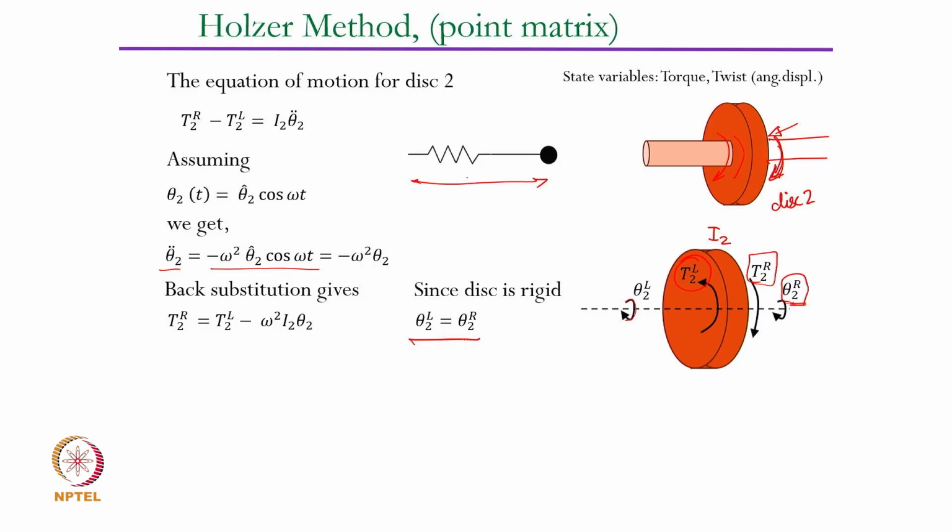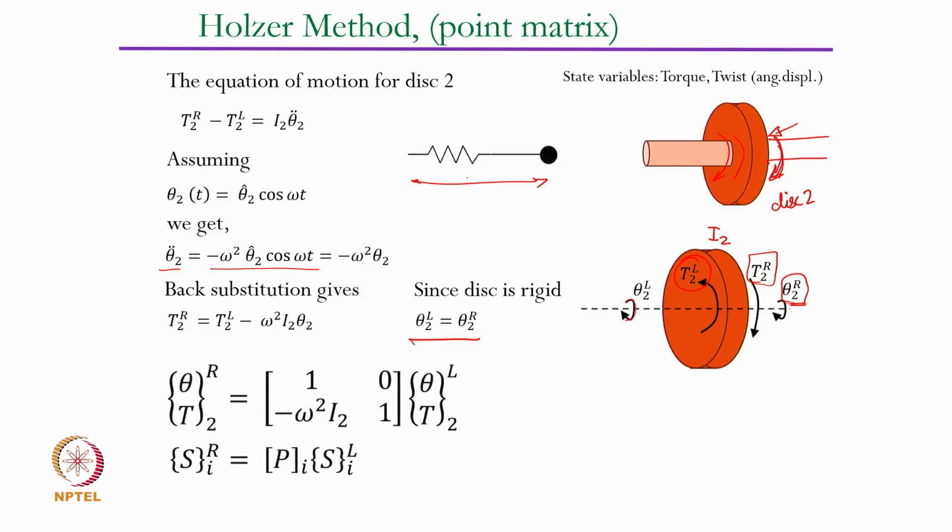So theta 2L is equal to theta 2R, and then I can write these two equations in matrix form. You can show that this theta 2R is equal to theta 2L. So you have only one diagonal element here, because theta R is not related to the torque quantity, and therefore the first row will have only one quantity, a unit value at the diagonal location.